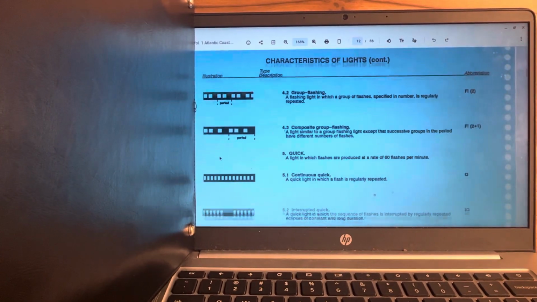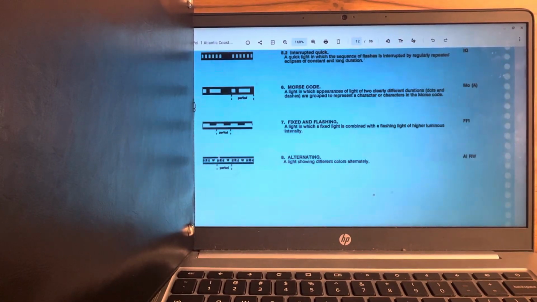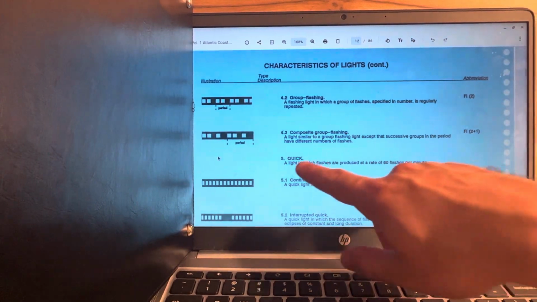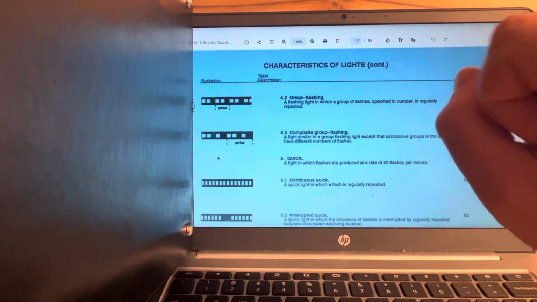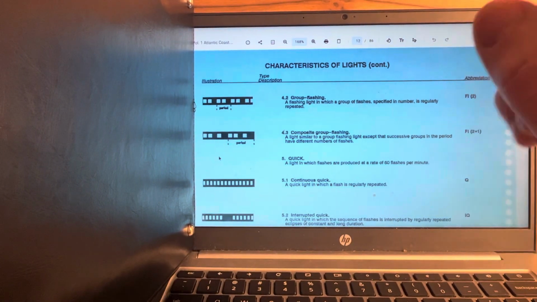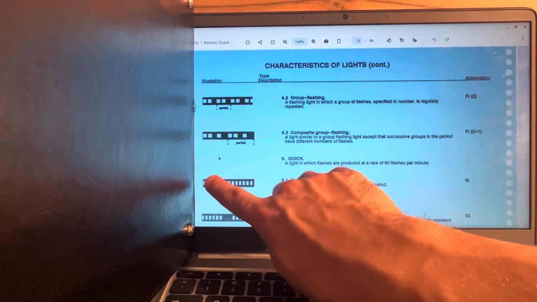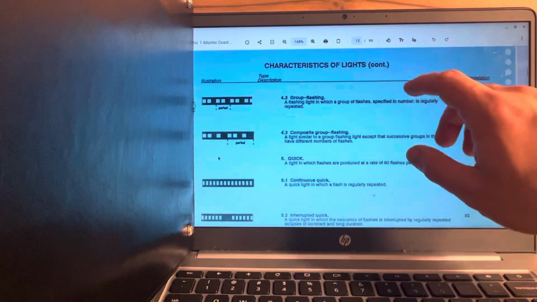Next, we're going to skip over this because it makes more sense to move on to, where does it show it? Quick flashing. This is just when the period is a lot, or I guess the wavelength or frequency is a lot higher, so that it's going on and off at a much greater rapidity.